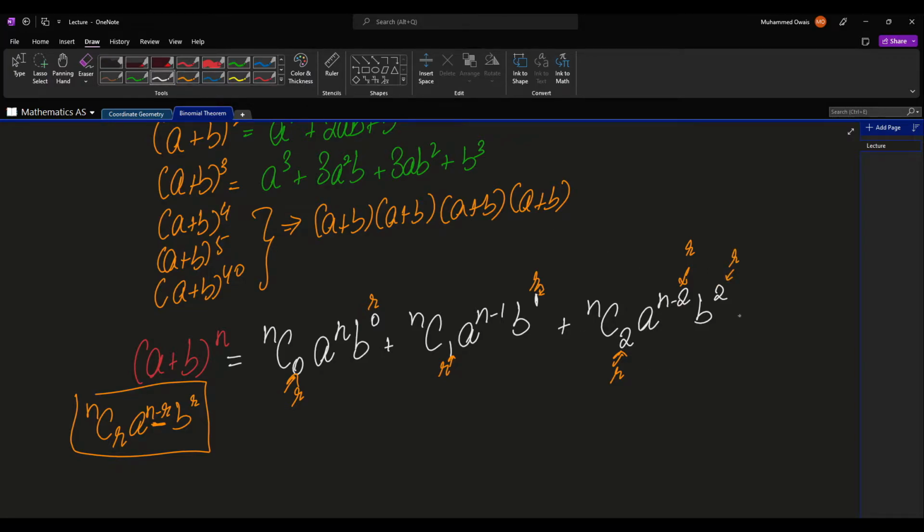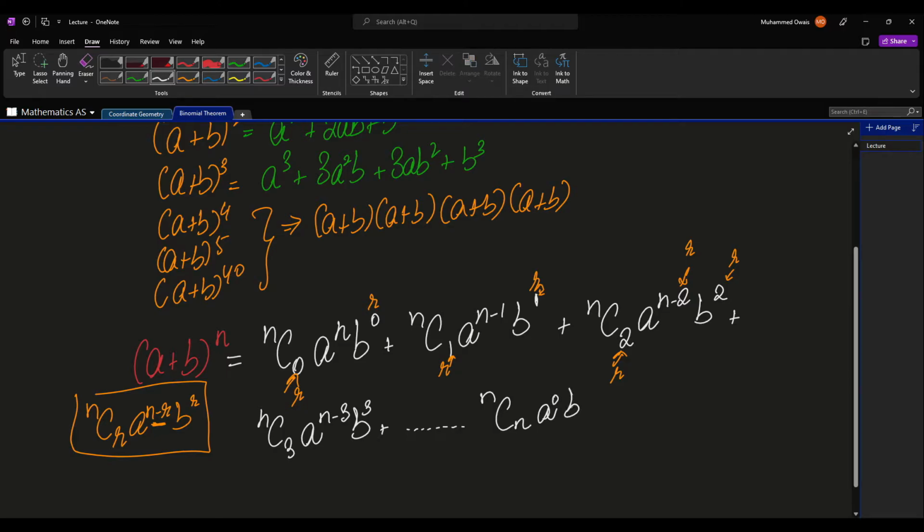Now then, we move on to the next one. We say nC3. Once again, we add 1 to the r, so this becomes nC3, and then a becomes n minus 3, n minus r, where r is 3. B has a power r, r here is 3, so b becomes power 3, and this keeps going on until we reach n. As you keep adding 1, it will reach the term n, and then a becomes n minus n, which is 0. So I can just write this as a power 0.